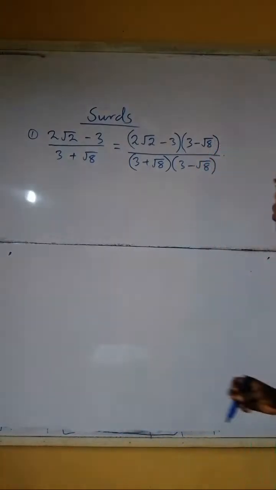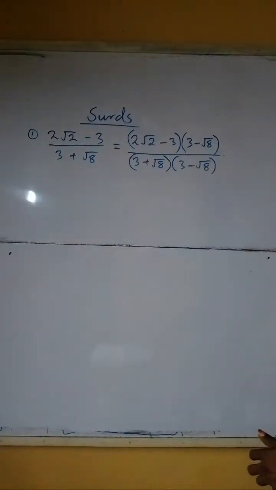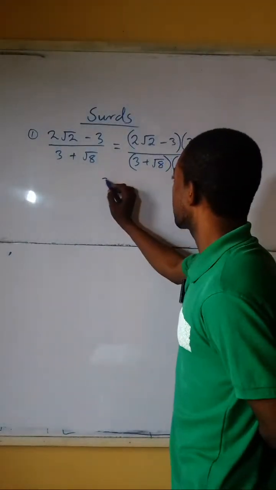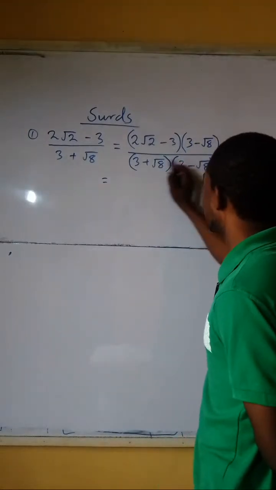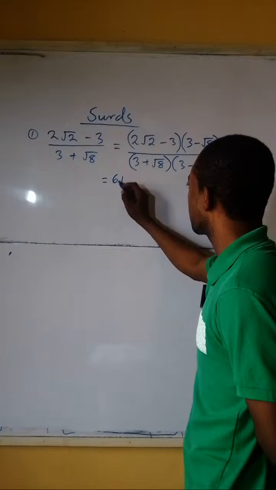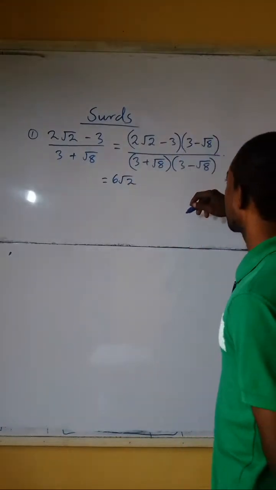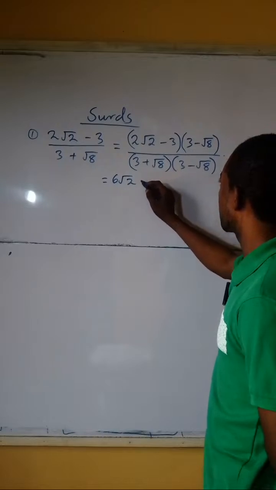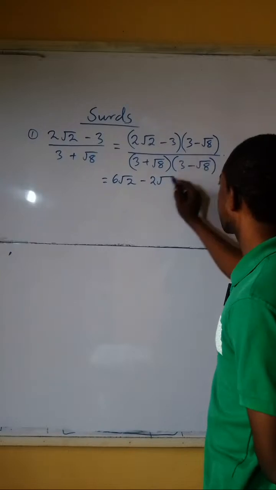Then we can expand these brackets. That is, up here, 2 root 2, we multiply these two times first. So we have 2 times 3, that's 6, so we have 6 root 2 here. Then 2 root 2 times root 8 as well. That will give us minus 2 root 2 times 8, that's 16.